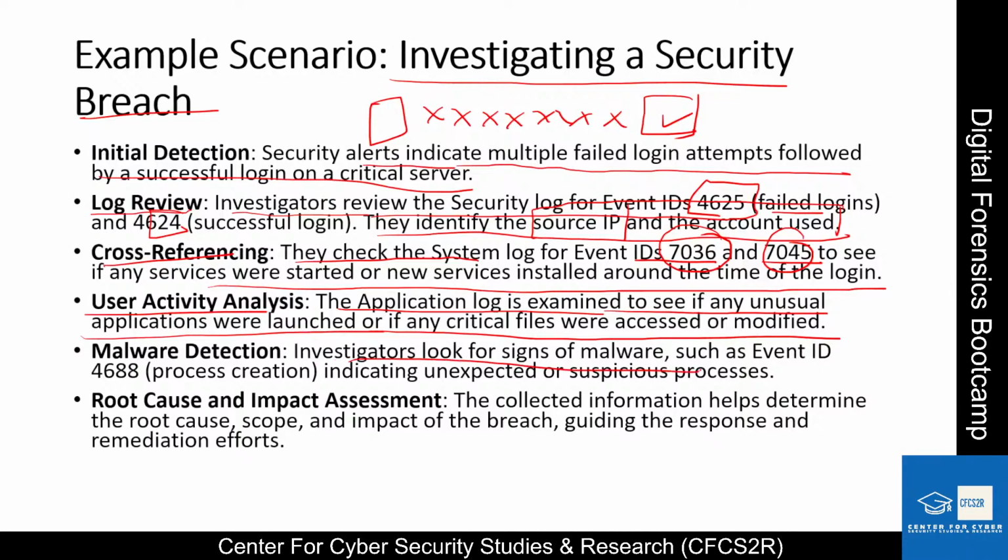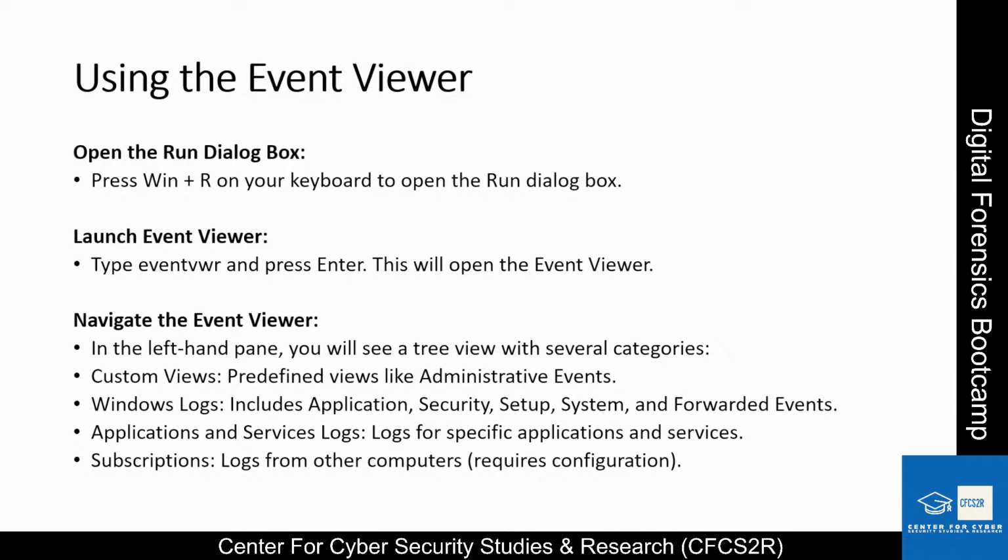Investigators look for signs of malware, such as event ID 4688, which is process creation. If a process is created inside the system and you are not doing that, it means there is malware, indicating an unexpected or suspicious process. During the root cause assessment, the collected information helps determine the root cause, scope, and impact of the breach, guiding the response and remediation efforts. So you can see how event logs are helpful in investigating a particular security breach.